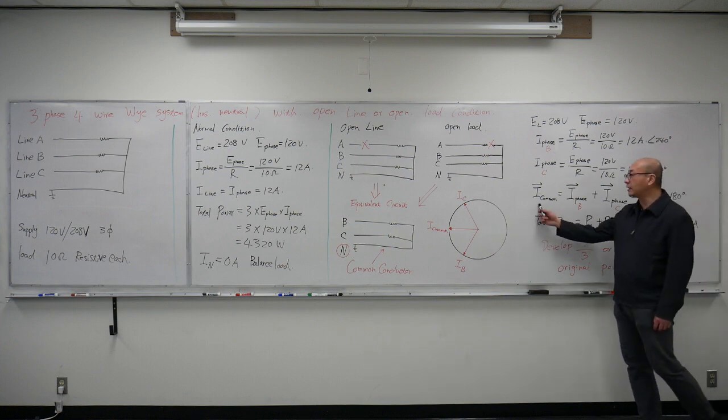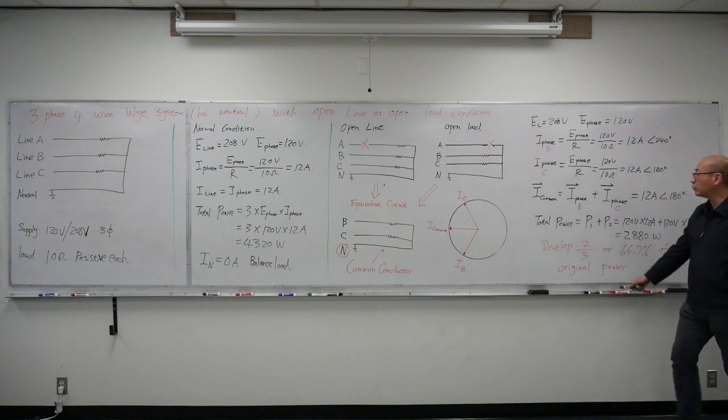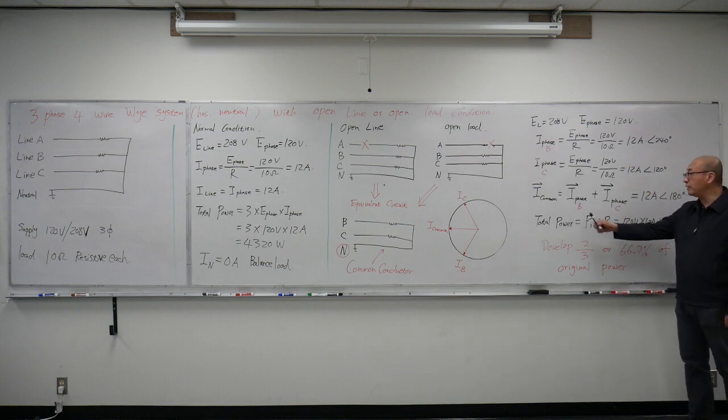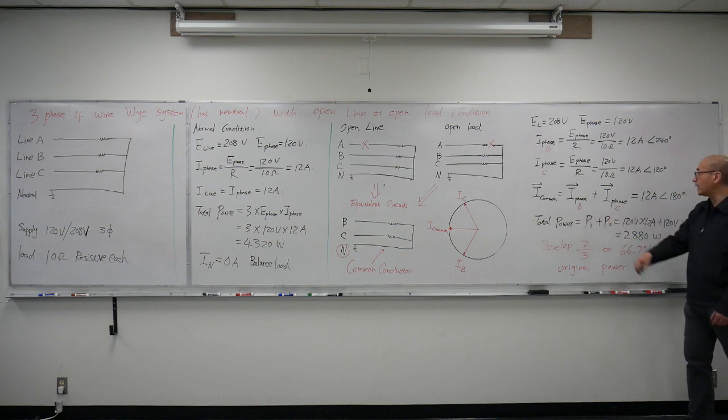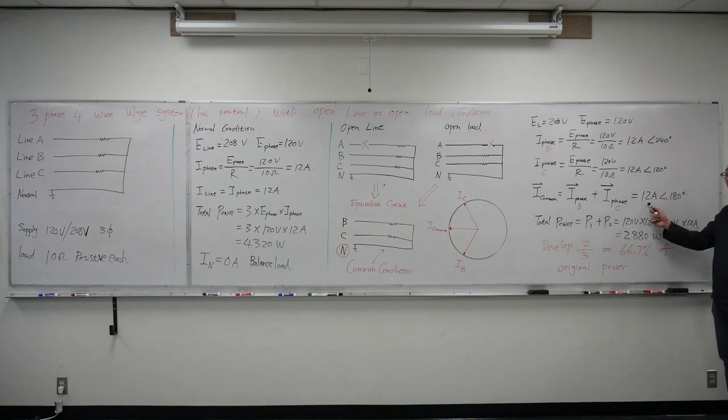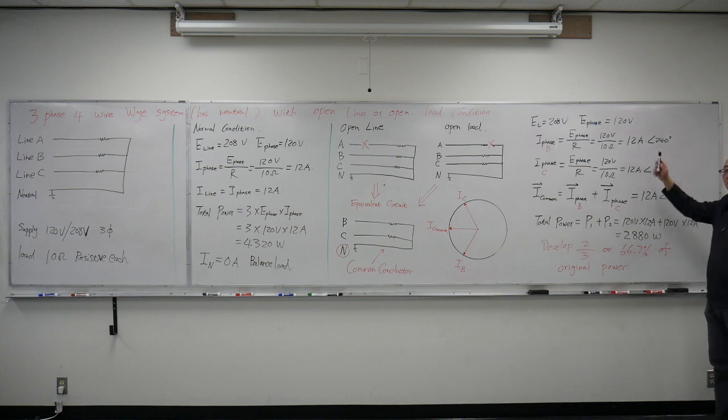Now the current going through the common conductor is going to equal the phase B current plus the phase C current. Those are all vectors. We add them together, and the common conductor is going to carry 12 amps at 180 degrees. So you can see the common conductor is carrying the same amount of current as the line conductors. They all have 12 amps, but they have different angles.